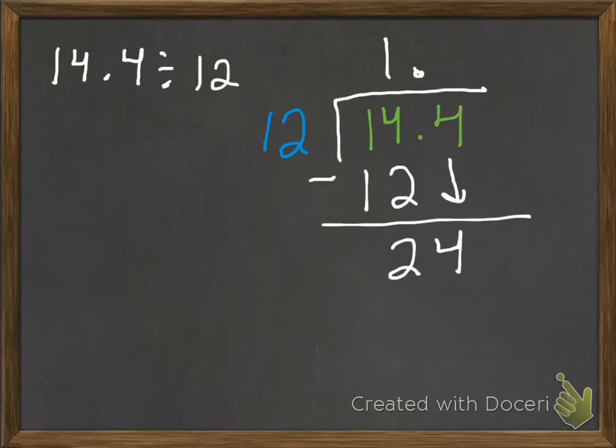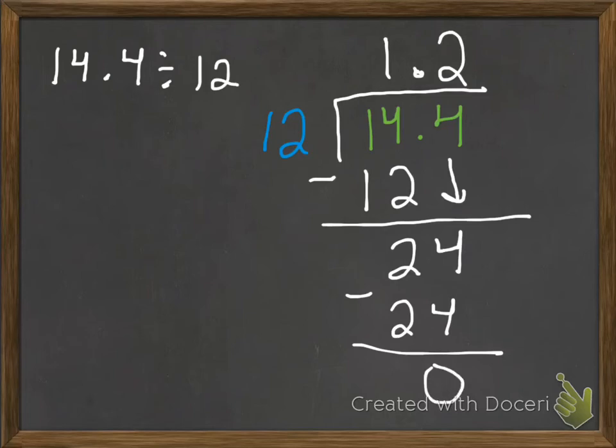There we go. How many times can 12 go into 24? Hopefully you said twice. 12 goes into 24 twice. Go to multiply now. 12 times 2, 24. Subtract. And we get 0. Looks like 14.4 divided by 12 is 1.2.